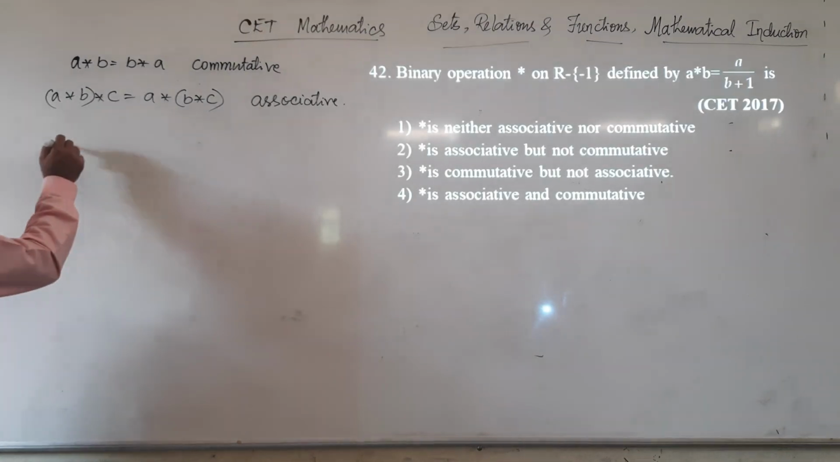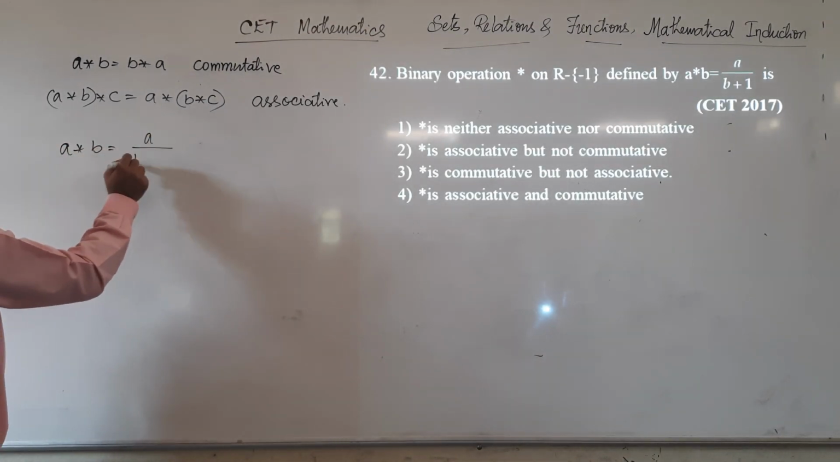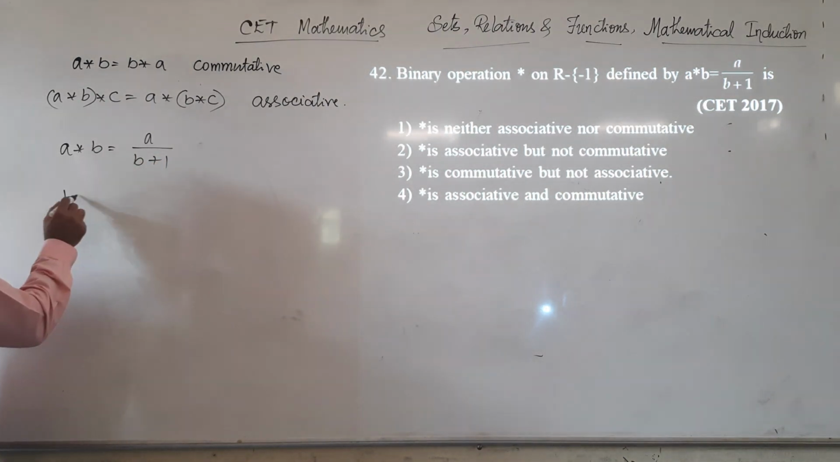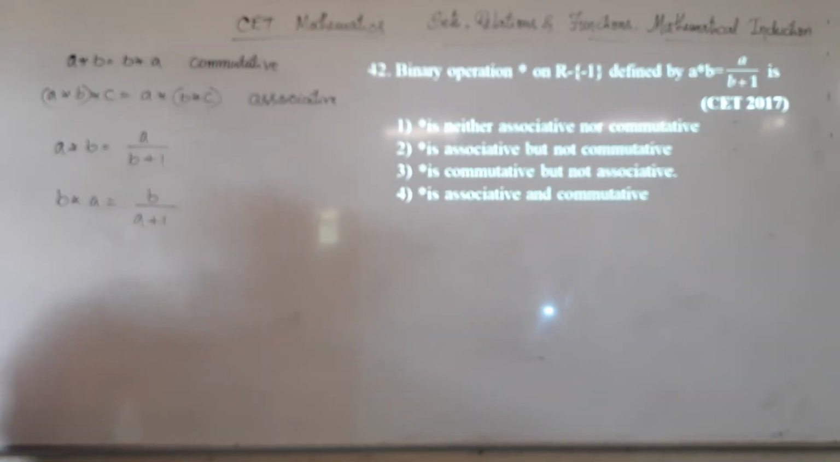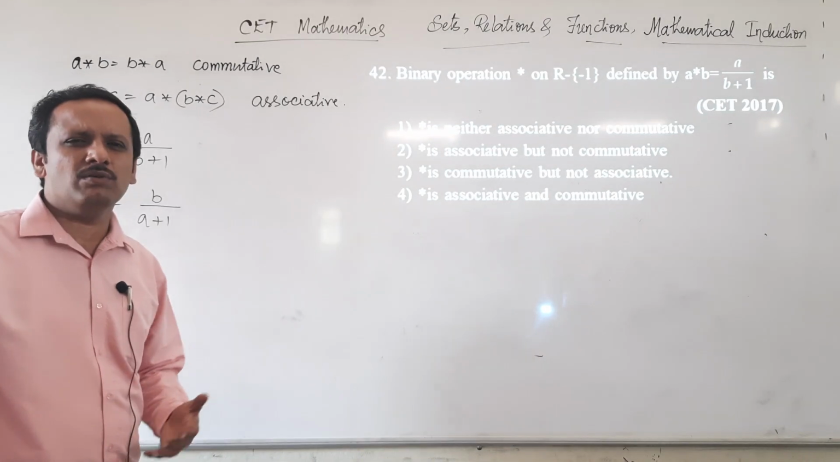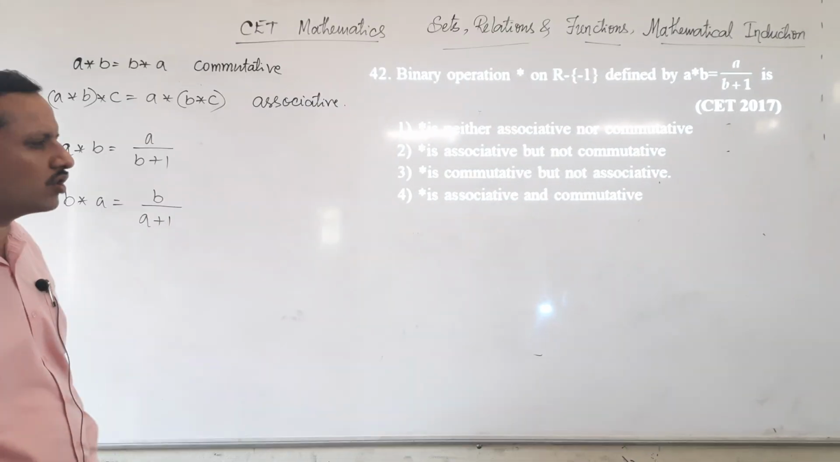Okay. So now I want to know whether it is commutative or not. For that, I will check this. I find this. A star b is equal to a by b plus 1. Then what about b star a? B star a will be equal to b by a plus 1. Will they be equal? No, not necessarily. So a star b need not be equal to b star a. So it is non-commutative. It is not commutative.